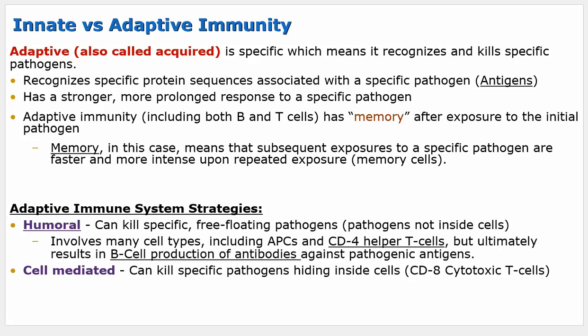And that involves many cell types, including those macrophages, APCs, the antigen-presenting cells, and CD4 helper T cells. But ultimately, the thing that distinguishes the humoral response from cell-mediated is that B cells get involved and they will produce antibodies. Okay, so we're going to look at those. Cell-mediated is the other attempt, and those can kill specific pathogens that are inside cells. So that's the difference. Cell-mediated means that the pathogen is hiding in the cell. Humoral means that it's free-floating. Either way, the immune system is going to find them.